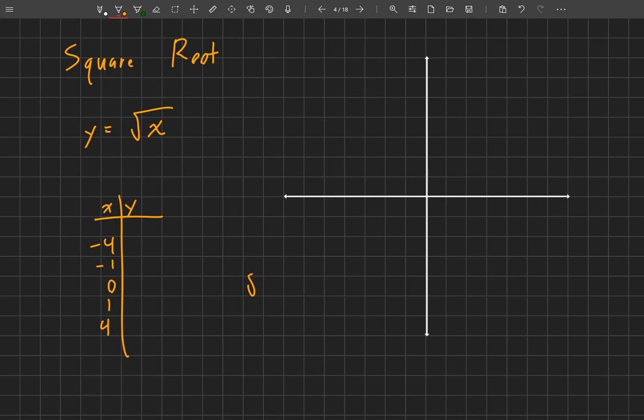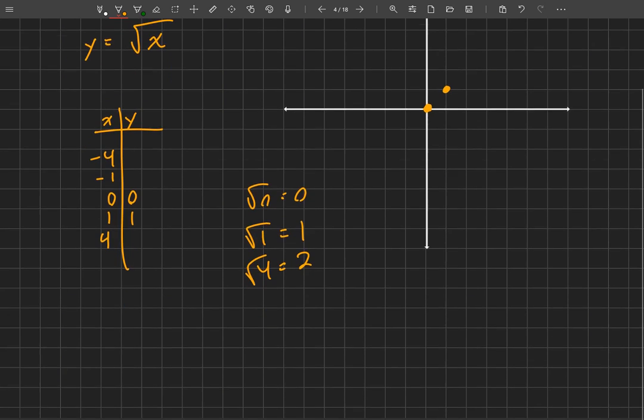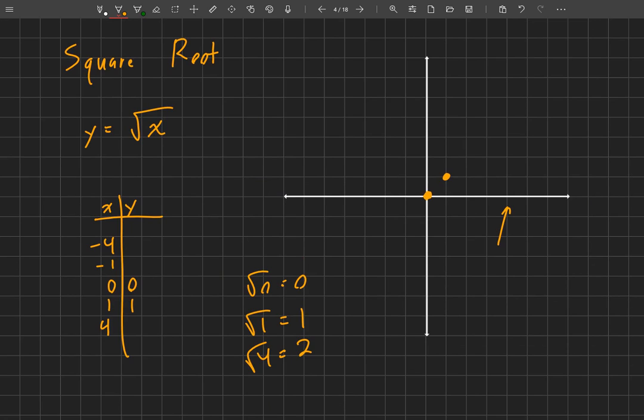Square root of 0 is 0. So that means my first point is right here in the middle. And that's that there. Square root of 1. Well, if I plug in 1, square root of 1, 1 times 1 is 1. That's why the square root of 1 is 1. So that gives me this. So far, it's just like the other ones. Square root of 4. That's going to give me, well, 2, because 2 times 2 is 4. So that means if I go over to the x value of 4, my y value is going to be 2. All right?